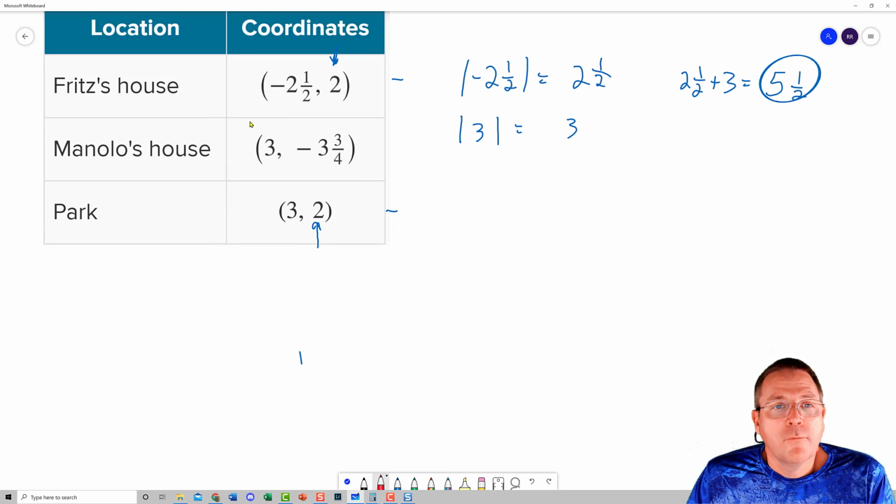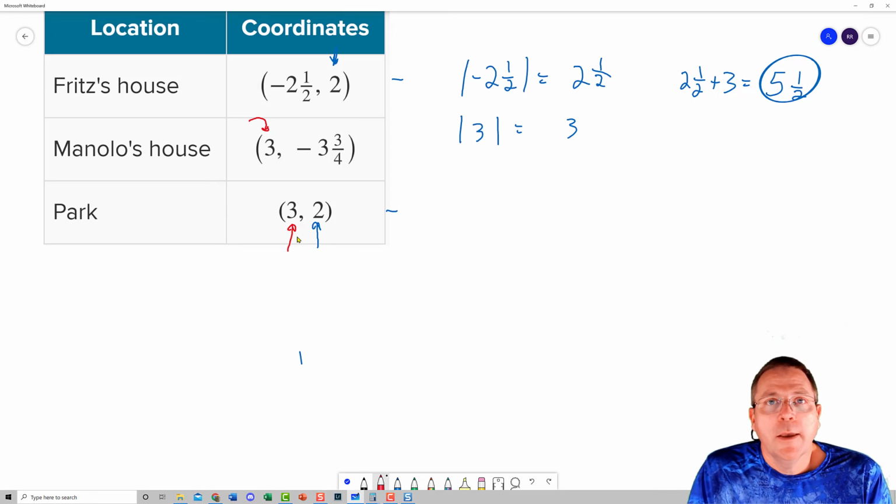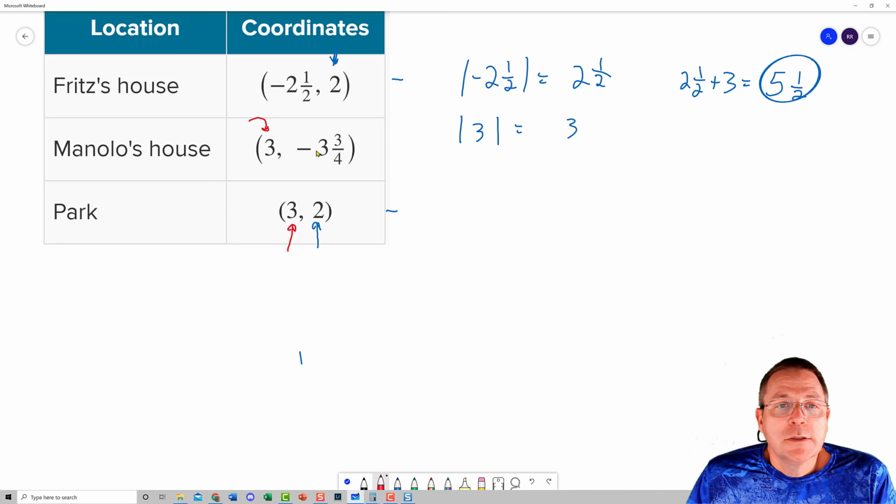Now I'm going to change my color to red here, and I'm going to focus on Manolo's house to the park. The first thing I'm going to notice is that on Manolo's house, both of my x values are going to be the same. So I need to focus on my y values for the distance. One of them is going to be negative, one of them is going to be positive.